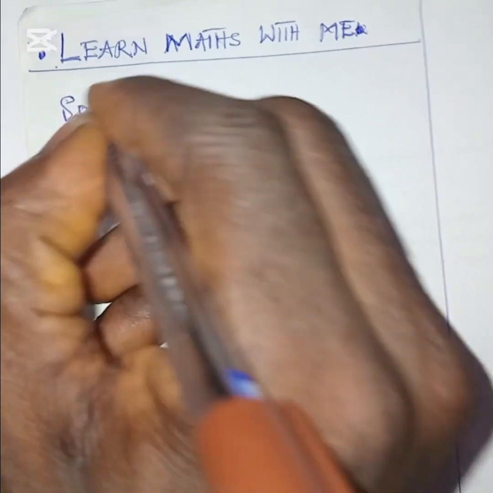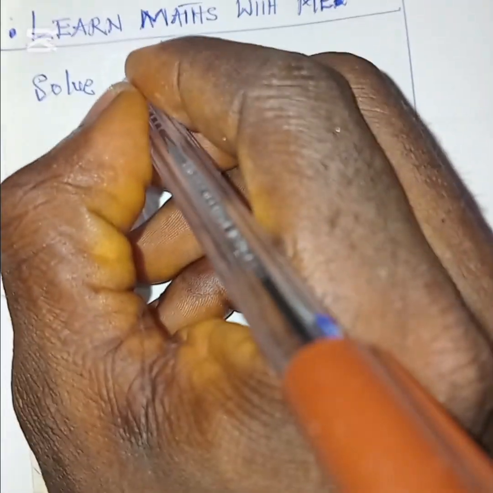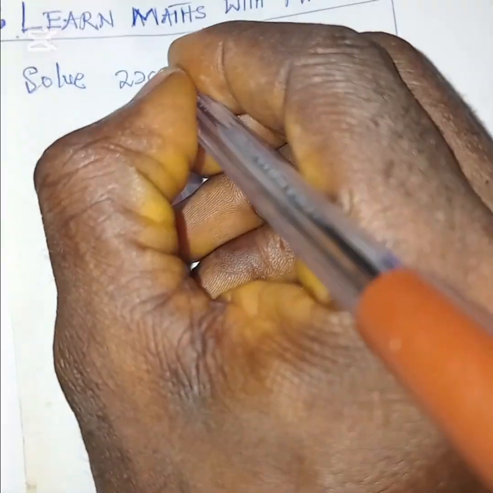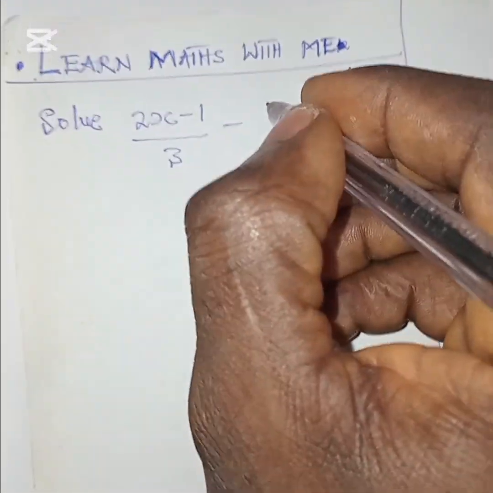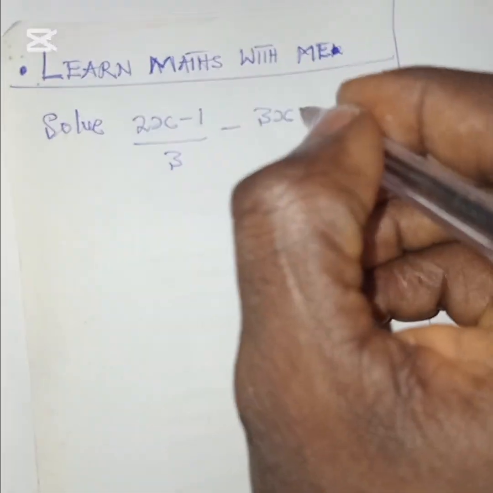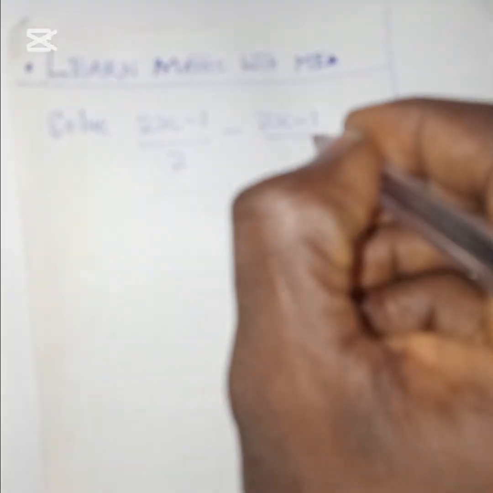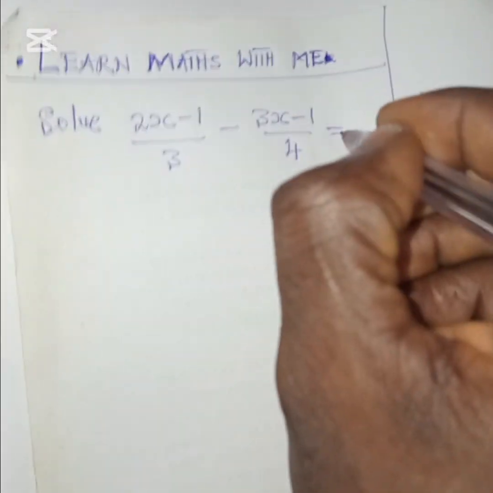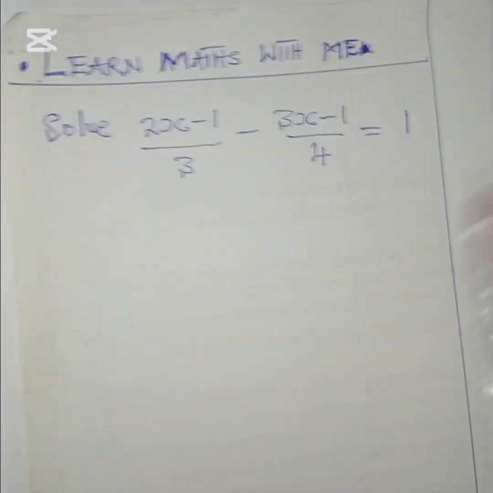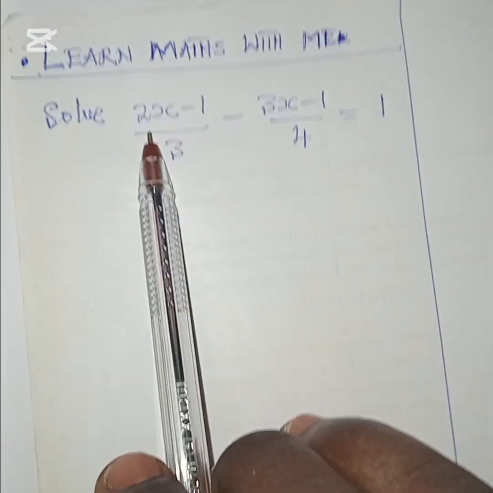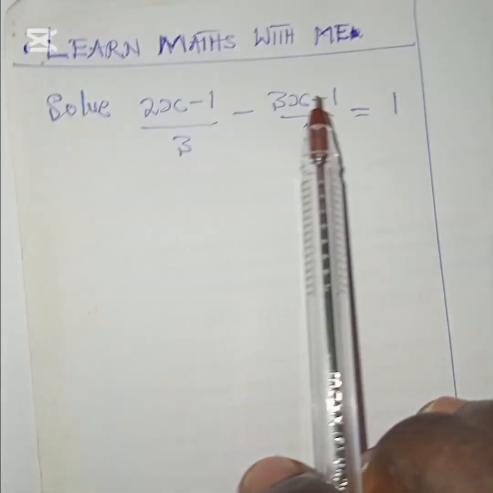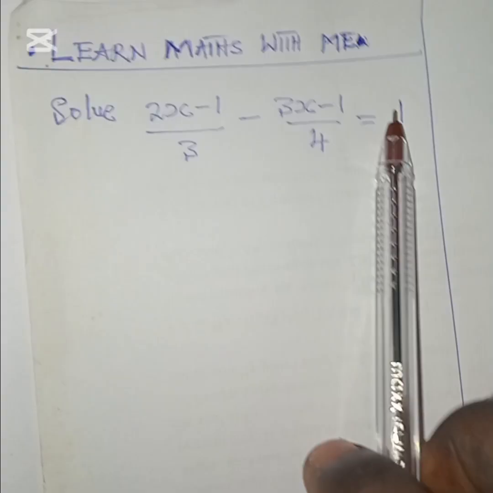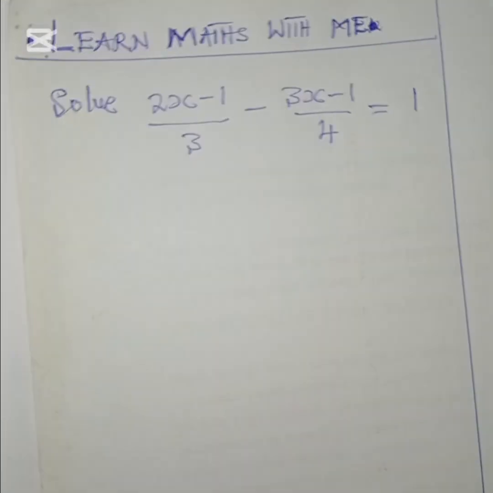Now the question says solve (2x minus 1) all over 3 minus (3x minus 1) all over 4 is equal to 1. Now look at the question. The question says solve (2x minus 1) all over 3 minus (3x minus 1) all over 4 equals 1. Sorry. Now this is a very simple thing.